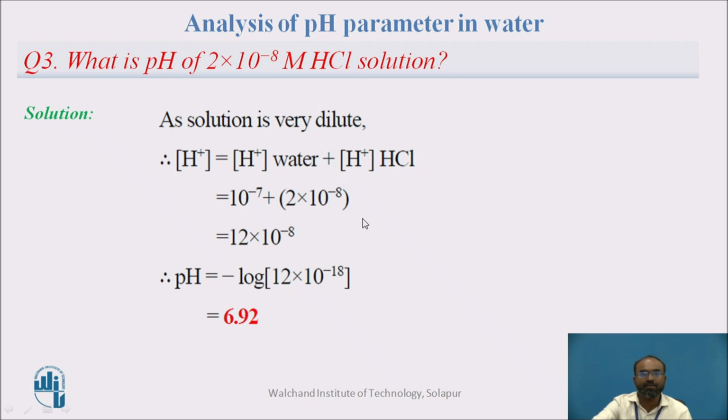Let us have some more difficult questions. Question 3 says: what is the pH of 2 into 10 raised to minus 8 molar HCl solution? Again, it is very dilute.